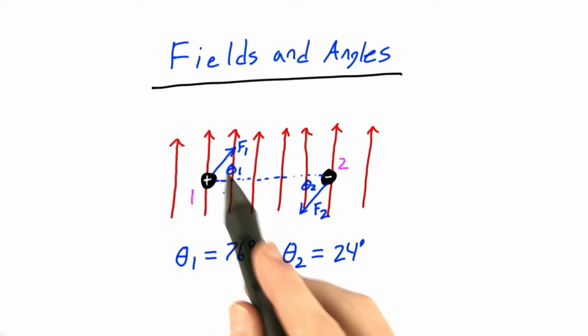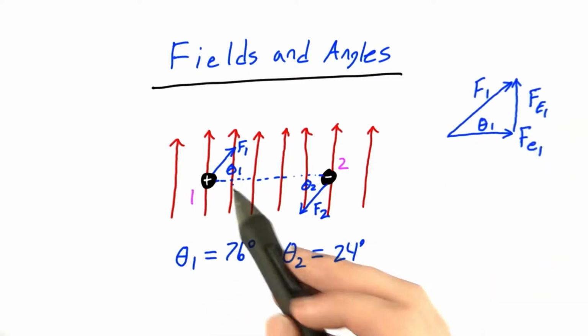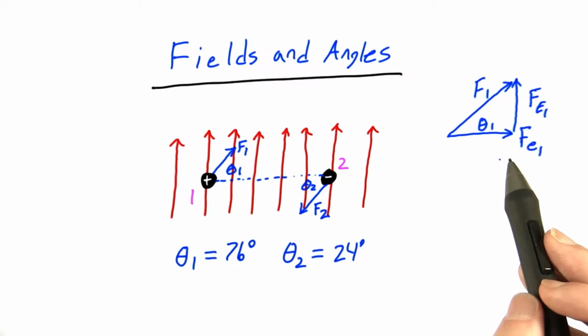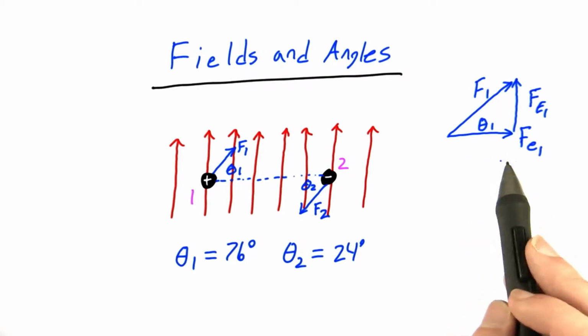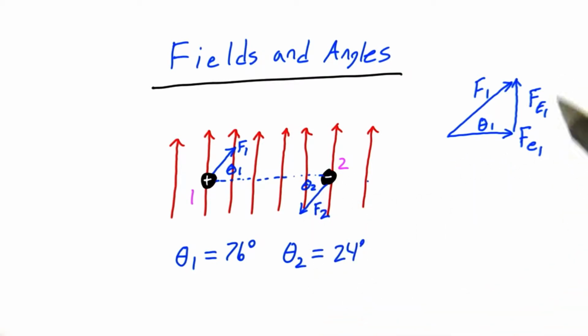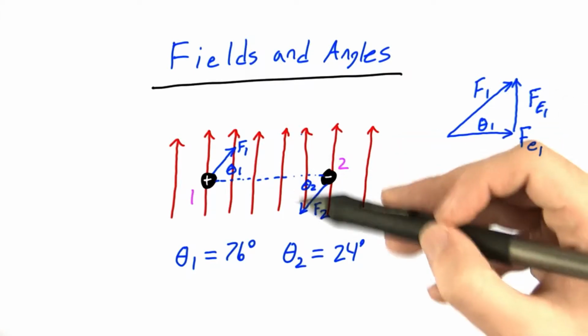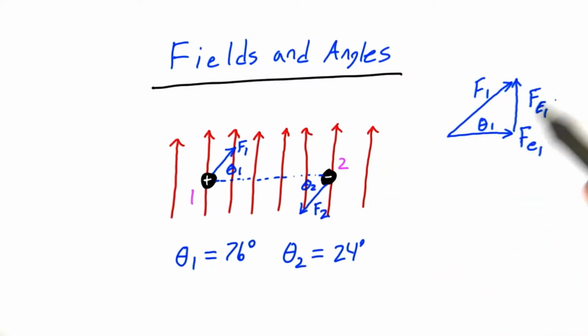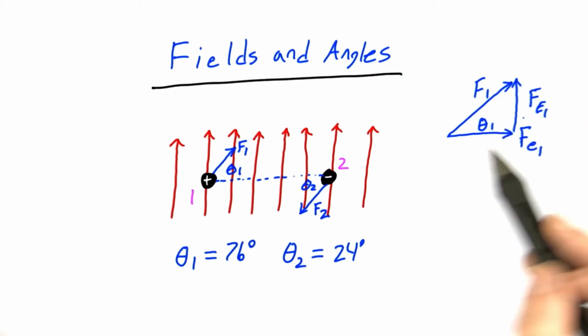So let's start by focusing on this positively charged particle. For this positively charged particle, we know there are two forces acting on it. There's this horizontal force pulling it towards the negative charge, and there's this vertical force pulling it along the electric field. And we know that when we add these two vectors together, we get a net force vector that makes this angle θ1 with the horizontal.